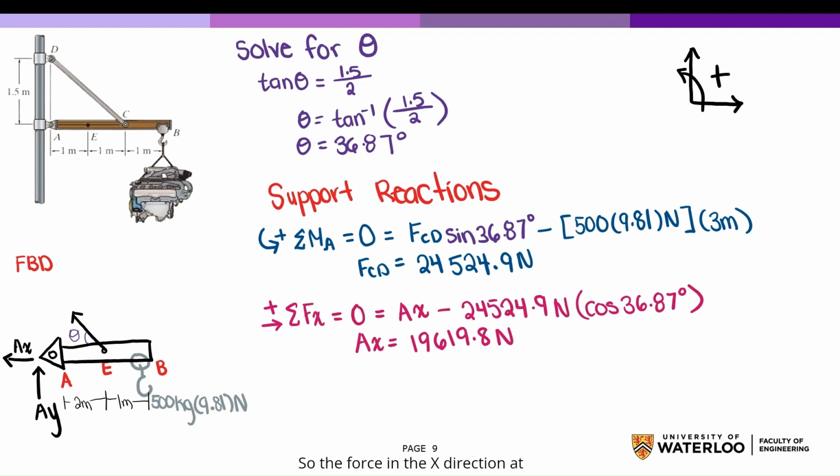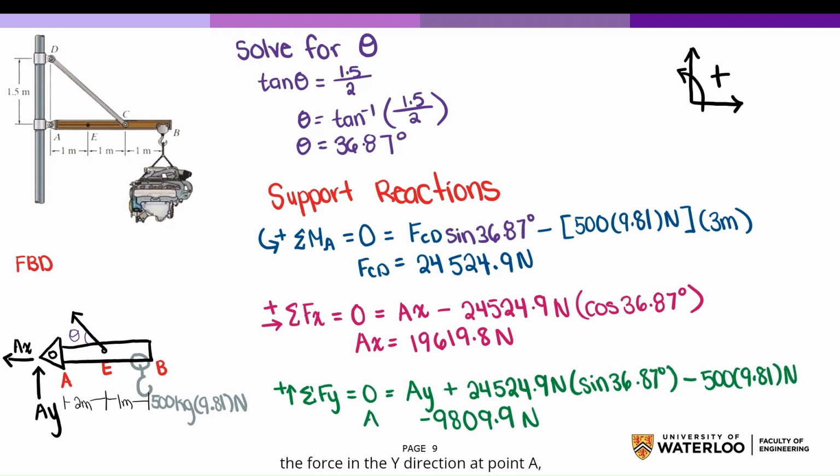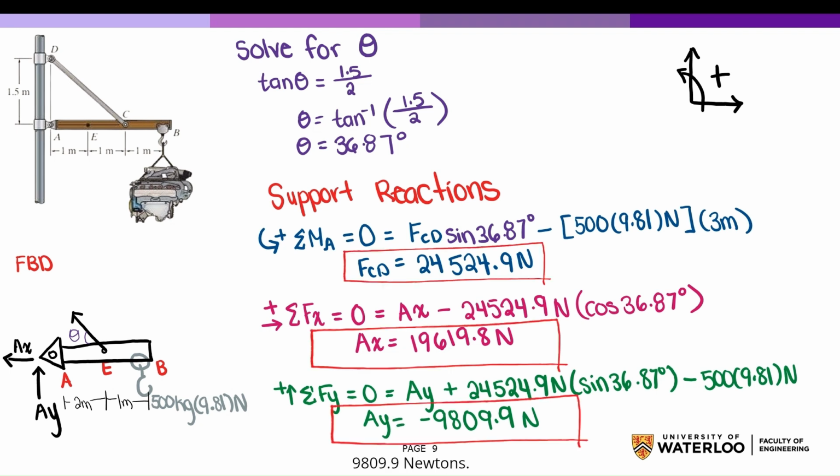Next, we take the summation of forces in the x direction, which gives us a value for AX. So the force in the x direction at point A is equal to 19,619.8 newtons. Lastly, we take the summation of forces in the y direction, which yields a solution to the force in the y direction at point A, which is equal to negative 9,809.9 newtons.